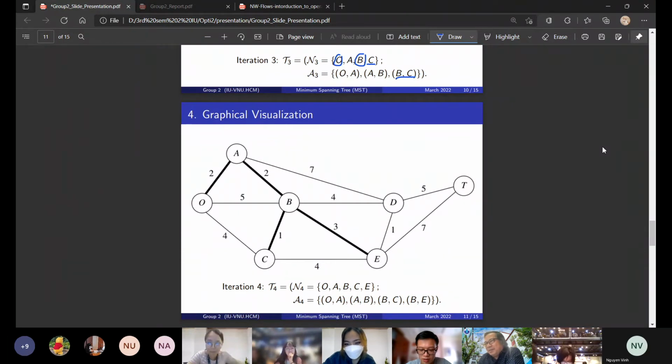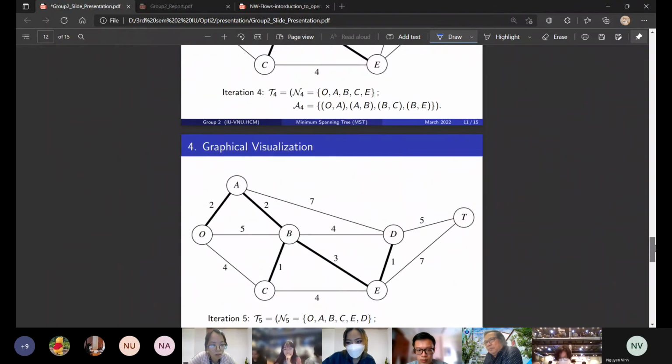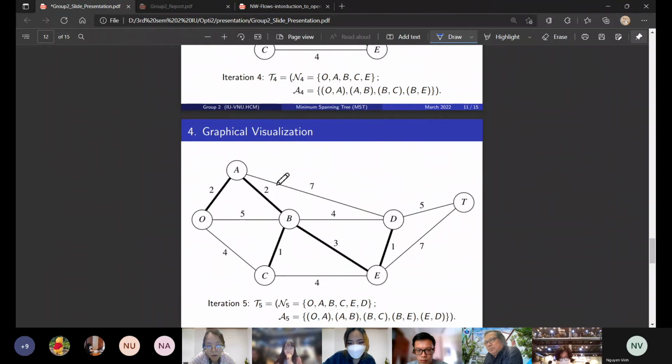So the new tree will include a set of nodes O, A, B, C, and E. And the sets of arcs now are OA, AB, BC, and BE. Since the set of nodes of this tree still does not equal the set N, we go to the next iteration, 5. And now all possible arcs are AD, BD, ED, and ET.